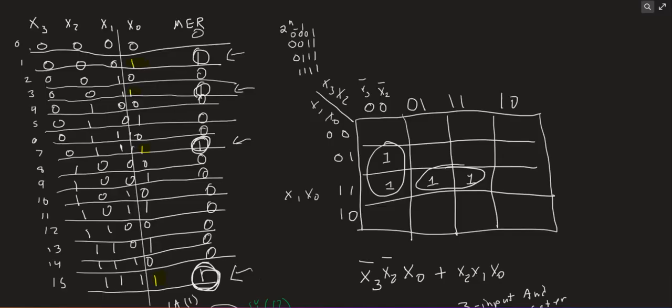Okay. So just look at x3, x2, and x1. Then I have 0, 0, 0 for this first one. And I have 0, 0, 1 for the second one. And I have 0, 1, 1 for the third one, and I have 1, 1, 1 for the fourth one.